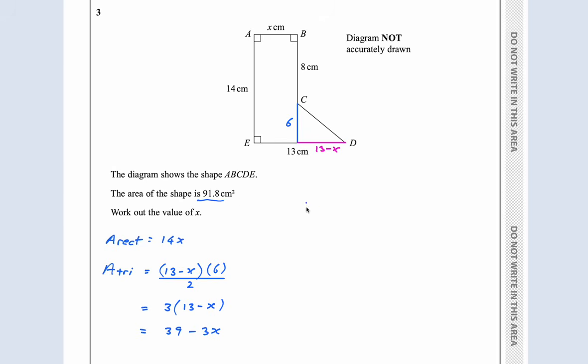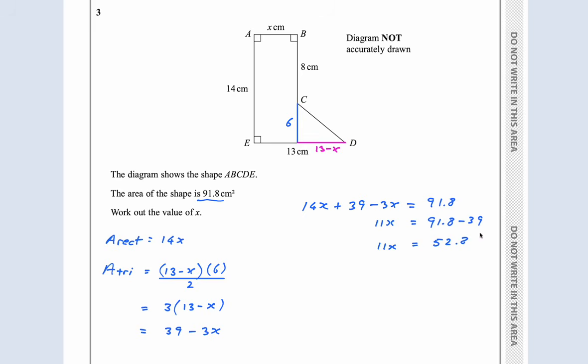So it's pretty straightforward. 14x plus 39 minus 3x has to equal 91.8. 14x minus 3x is 11x, and then I'm going to subtract the 39 from this, so 91.8 minus 39. Use your calculator, guys. I'm going to do it in my head if I can. That would be 52.8, I think.